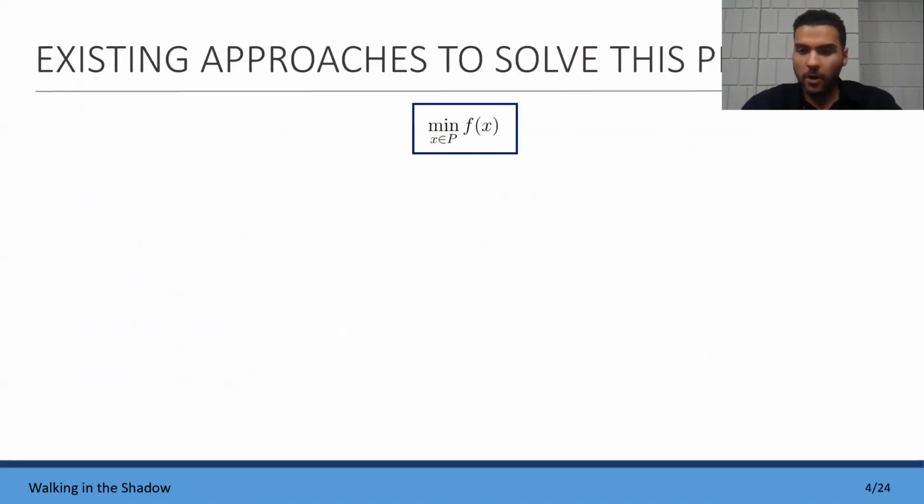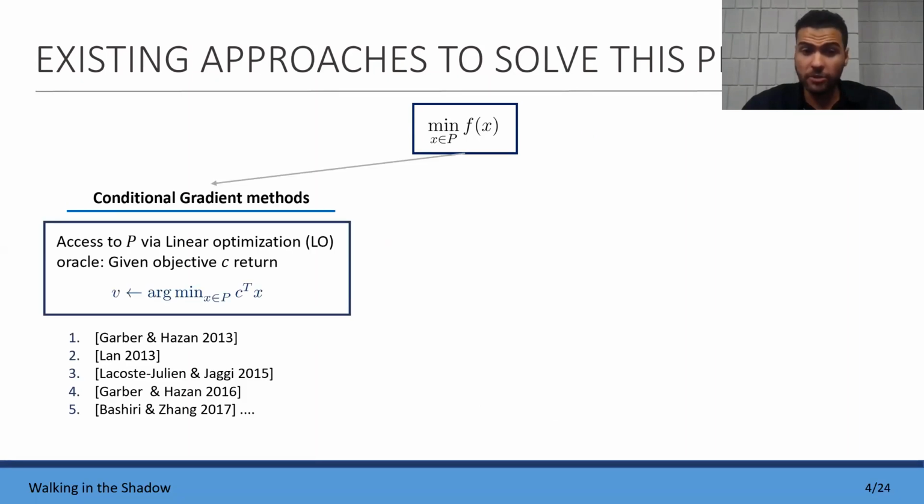So this is the main problem of interest, and there exist two main paradigms to solve this problem. The first is a class of methods known as conditional gradient methods, and there we assume access to our polytope via a linear optimization oracle. And these methods have made a really big comeback in the past decade or so due to their applicability in large-scale optimization and machine learning problems, and we see that here from these very recent references.